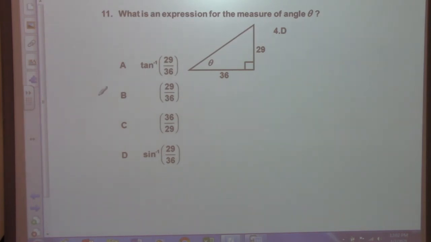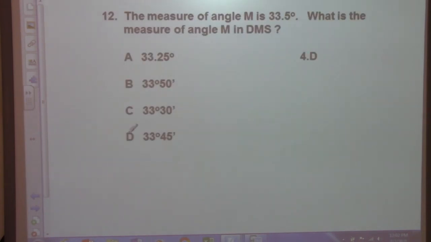Yes. On number 12, it says the measure of angle M is 33.5 degrees. Do you multiply 0.5 by 60 or divide it by 60? Yeah, okay. So you want to change this into minutes. So you're going to get 33 plus 0.5 degrees. And to change to minutes, you multiply by 60 over 1.